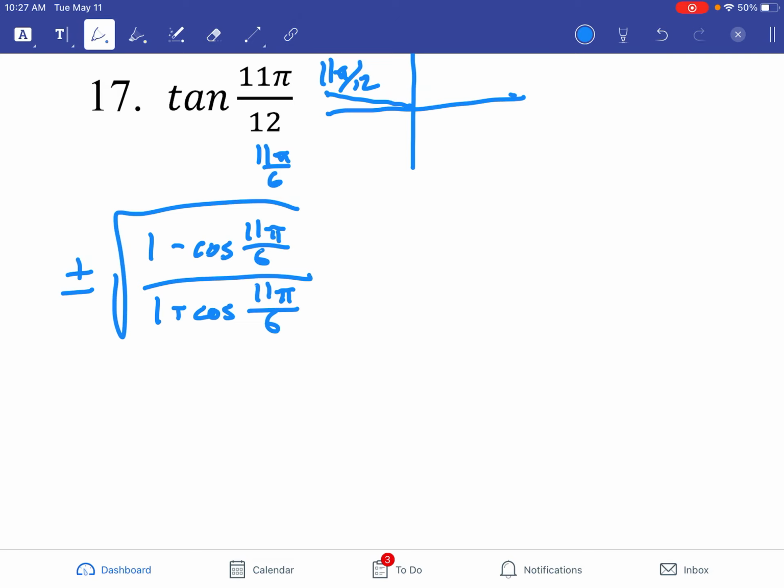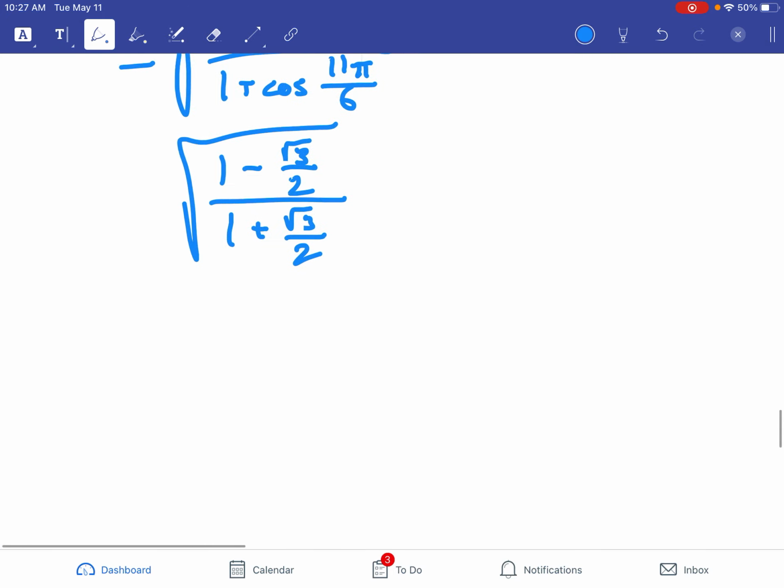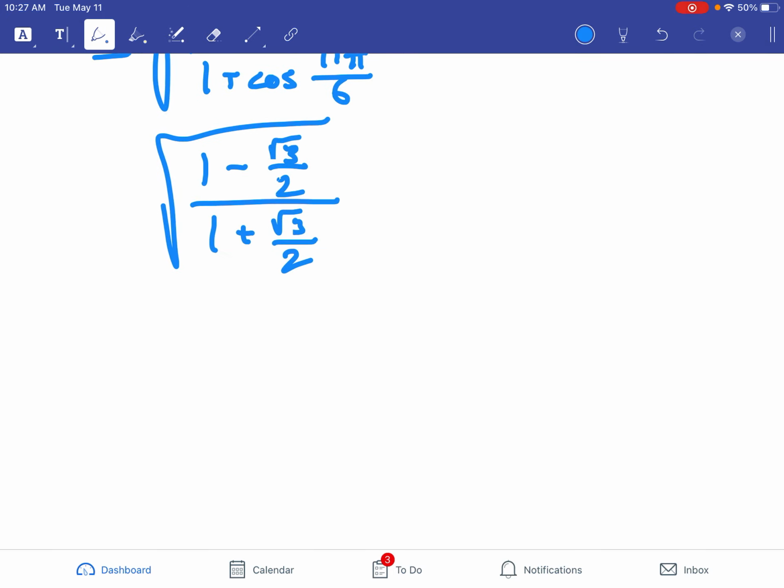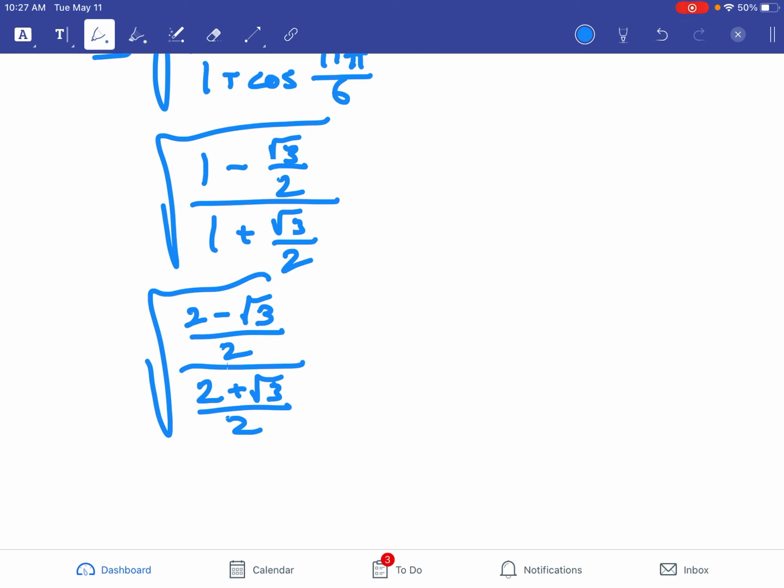The cosine of 11 pi over 6 is root 3 over 2. So we have 1 minus root 3 over 2 over 1 plus root 3 over 2, under the big square root. Much like before, we need to combine our fractions. We're going to get 2 minus root 3 over 2 and 2 plus root 3 over 2. Also like before, we have to multiply by the reciprocal of the denominator to get rid of our complex fraction.